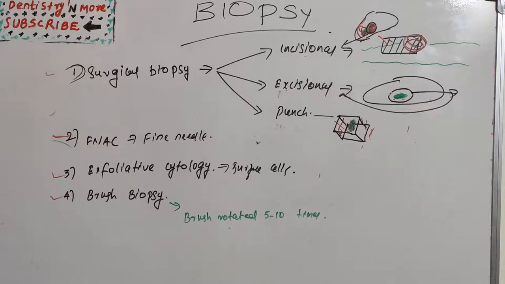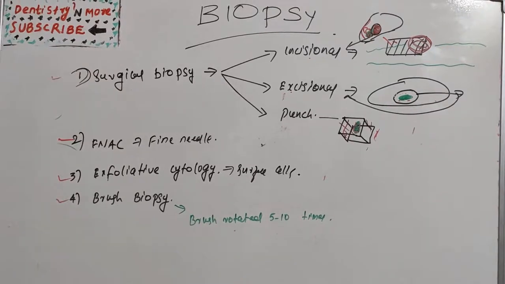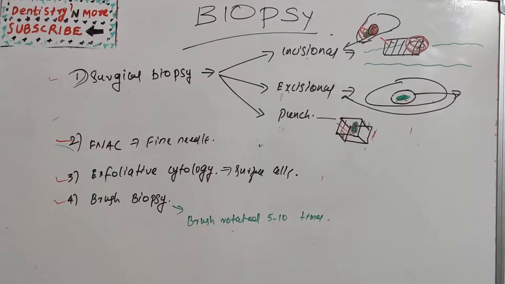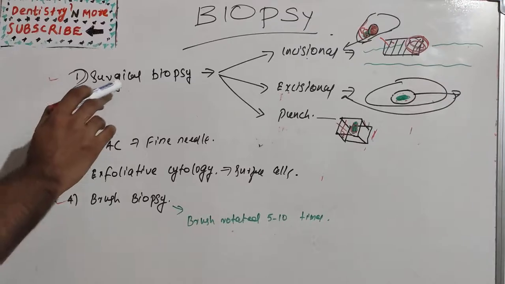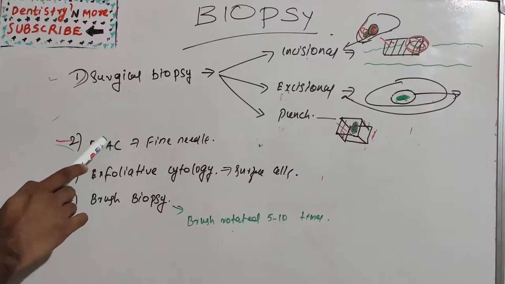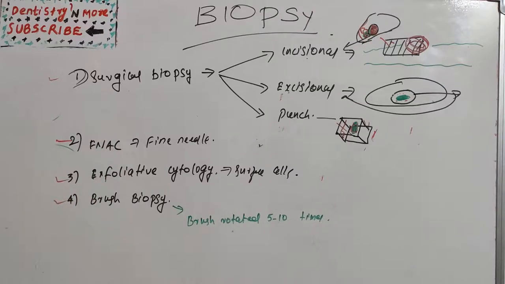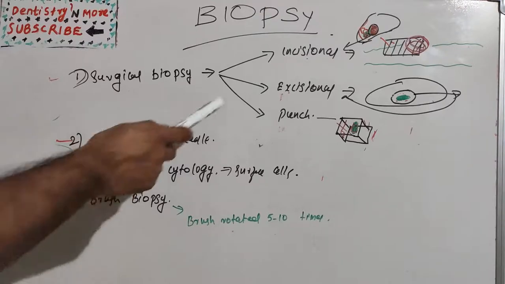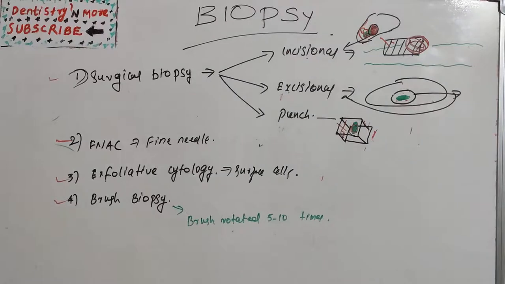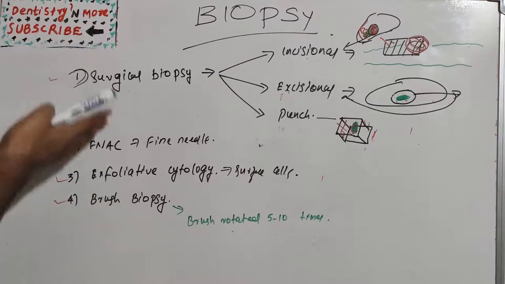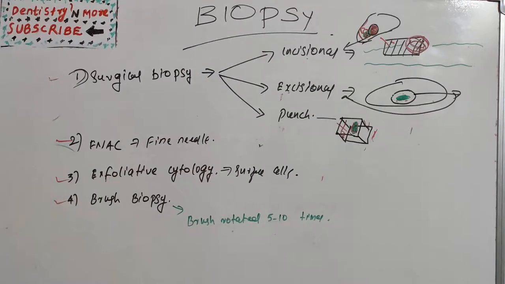So what are the objectives of biopsy? It is mainly to confirm a diagnosis which was made on the clinical findings, to determine the treatment plan, and to keep as a medical record. Now let's move on to the classification of biopsy. The basic types are surgical biopsy, fine needle aspiration cytology, exfoliative cytology, and brush biopsy. In surgical biopsy, we have incisional biopsy, excisional biopsy, and punch biopsy. There are many other types of biopsies such as frozen section biopsy, cone biopsy, core needle biopsy, and laser biopsy. We are focusing only on these four and the three categories of surgical biopsy.